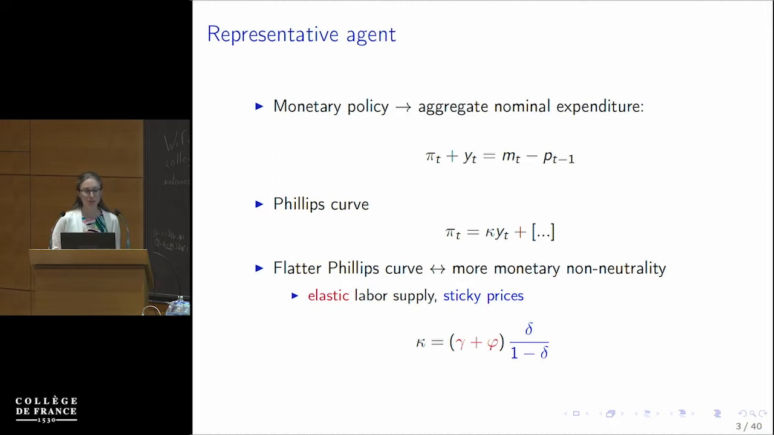The next question is what determines the slope of the Phillips curve? In traditional New Keynesian models, there are two elements: one is the degree of price rigidity, and the other is the elasticity of labor supply.